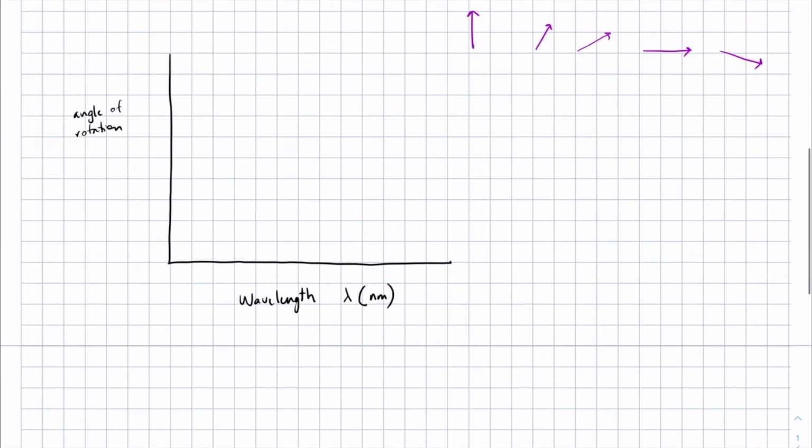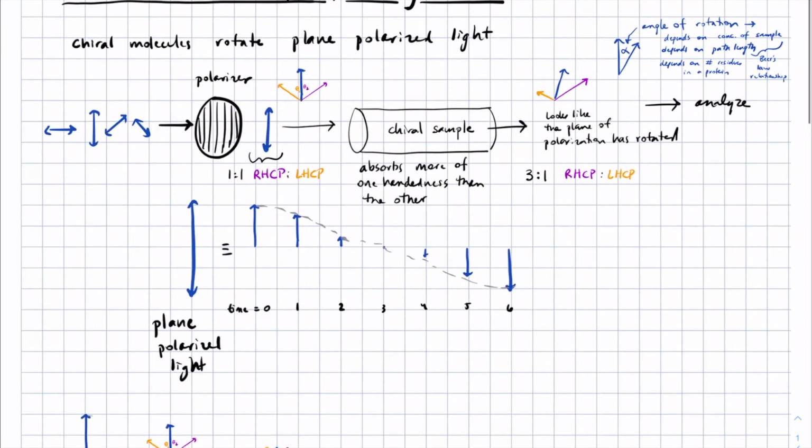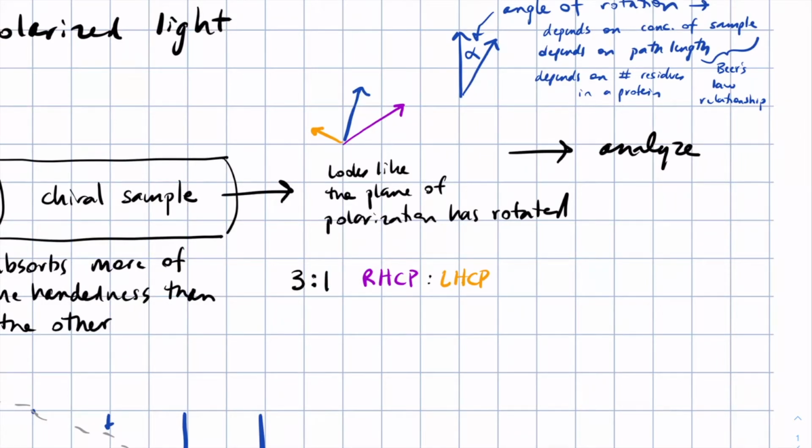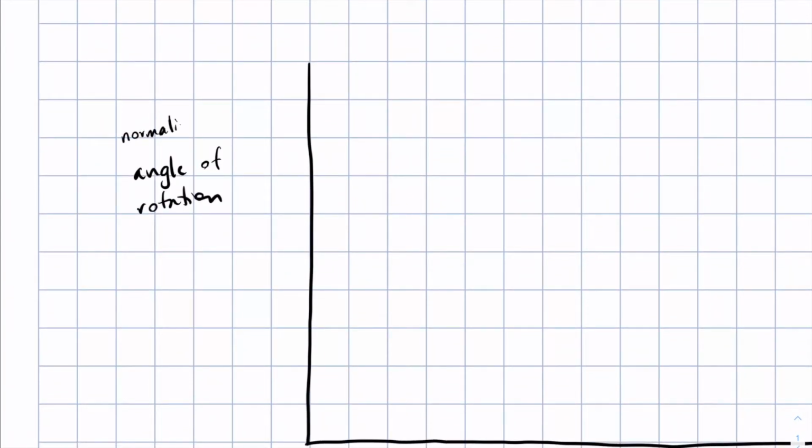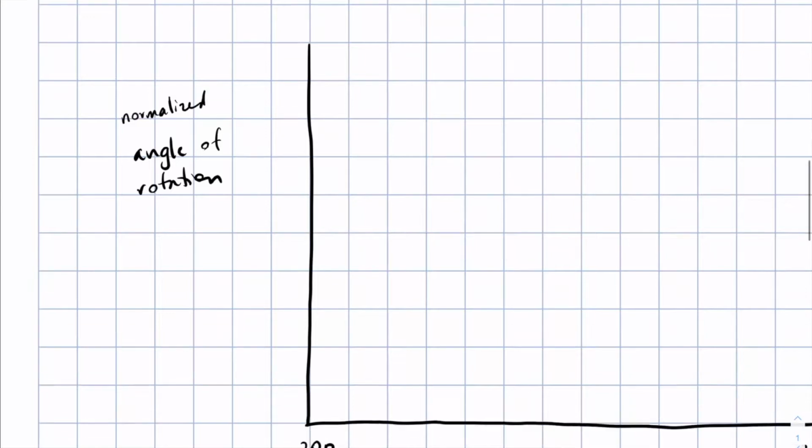Because in the range of wavelengths that we'll be talking about, which tends to be around 200 to 260 nanometers, this is in the UV, and in this wavelength range, it's the amide bond of the peptide backbone that is doing the absorbing of the plane polarized light. So it turns out that instead of taking this angle of rotation directly, we're going to normalize it. So normalized angle of rotation. All right. So what is this normalized angle of rotation?